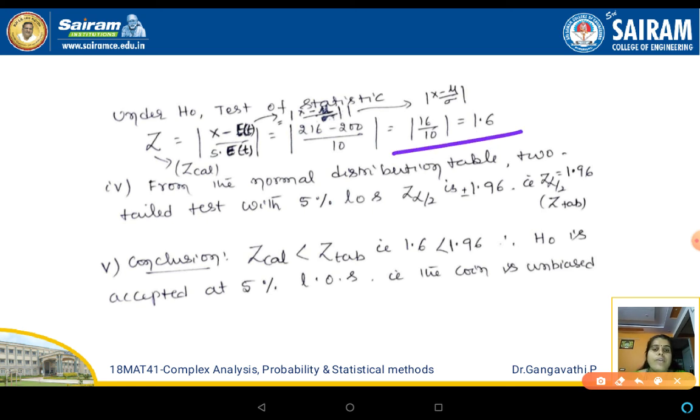The value which we have obtained is 1.6. So this 1.6 is less than 1.96. The obtained value is less than the standard value. Therefore, the hypothesis is accepted at 5% level of significance. Therefore, we can conclude that the coin is unbiased. The H naught which we defined in the beginning is that the coin is unbiased. So we can conclude here with the proof that the coin, whatever has been taken to do the experiment, is unbiased. So this is how you need to evaluate the problems.